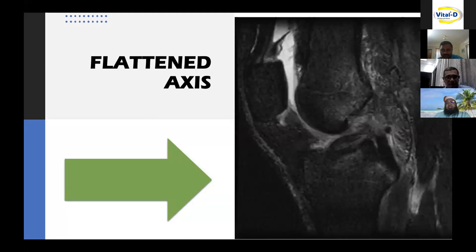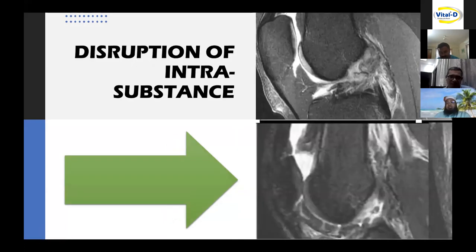Sometimes there is avulsion of the ACL from the femur proximally, and you can see the tibial part of the ACL attached to the tibia, but the axis is fallen, it is flattened. That means it usually ascends 45 degrees upwards, but here you see it is almost fallen to 15 to 20 degrees. Sometimes there is a disruption of the intrasubstance of the ACL. There is an ACL signal, but it is altered, and there is an interruption of the signal. This type of injury is called the intrasubstance tear of ACL.